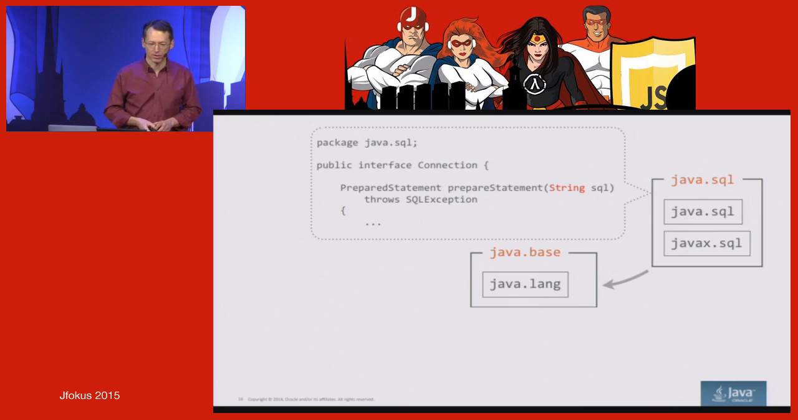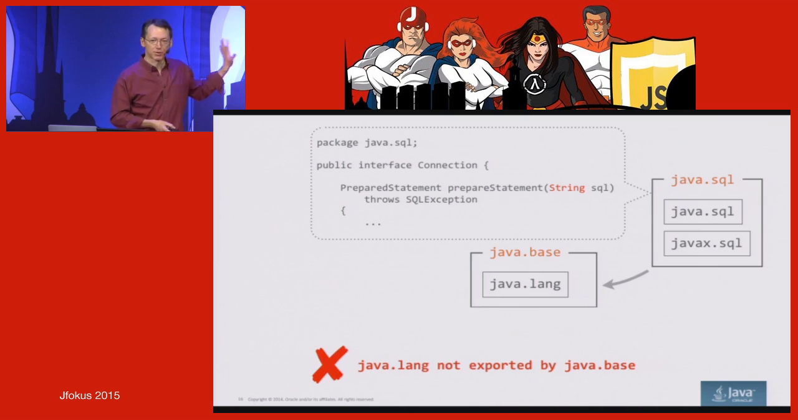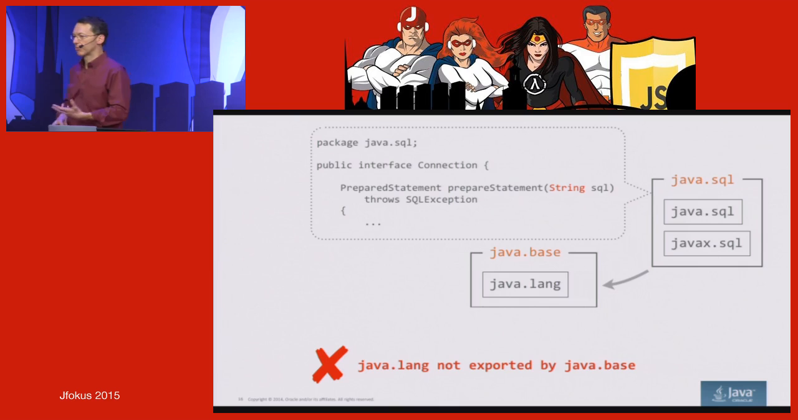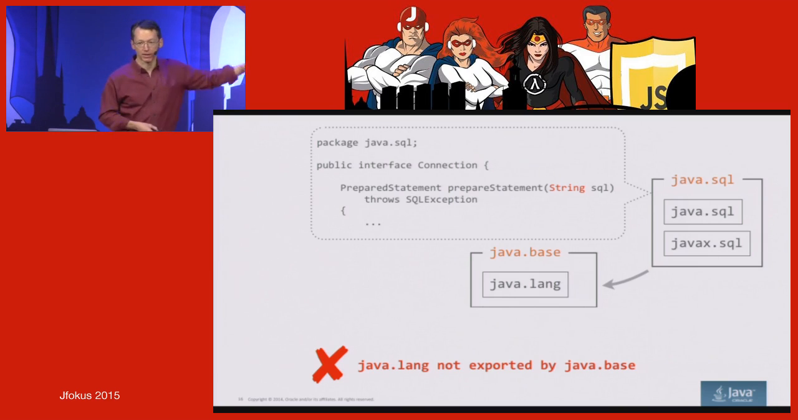Well, that's no great surprise. Where does string come from? It comes from java.lang. Now, if you just go to compile this, it won't work because as things stand in this visual description, the java.lang package is not exported by java.base. So every module description needs to specify which of that module's packages are exported for use by other modules or by legacy code that's just on the class path.